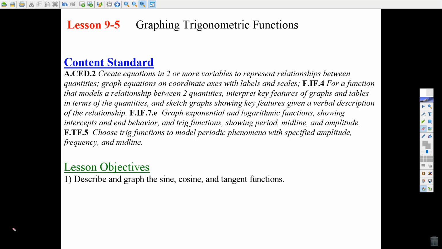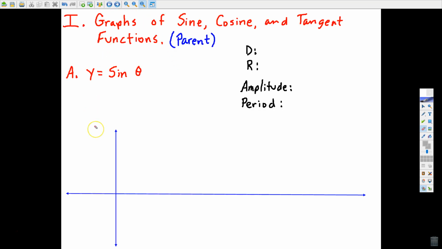So let me show you first of all. We'll start with the parent sine function, y equals sine of some angle called theta. And I'm going to show you the graph of what sine looks like, and then we'll come back after we've looked at the graph and we'll fill in this particular information relating to the sine function graph.